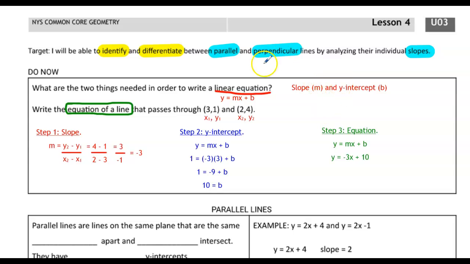Alright, like I said previously, the slope and the y-intercept are the two things we need to write a linear equation. You may remember, or you probably should remember, that y = mx + b is the slope-intercept form of a linear equation. That's what we call it, slope-intercept, because the slope is m and the y-intercept is b. That's what it says here. The equation of a line is going to look like that.